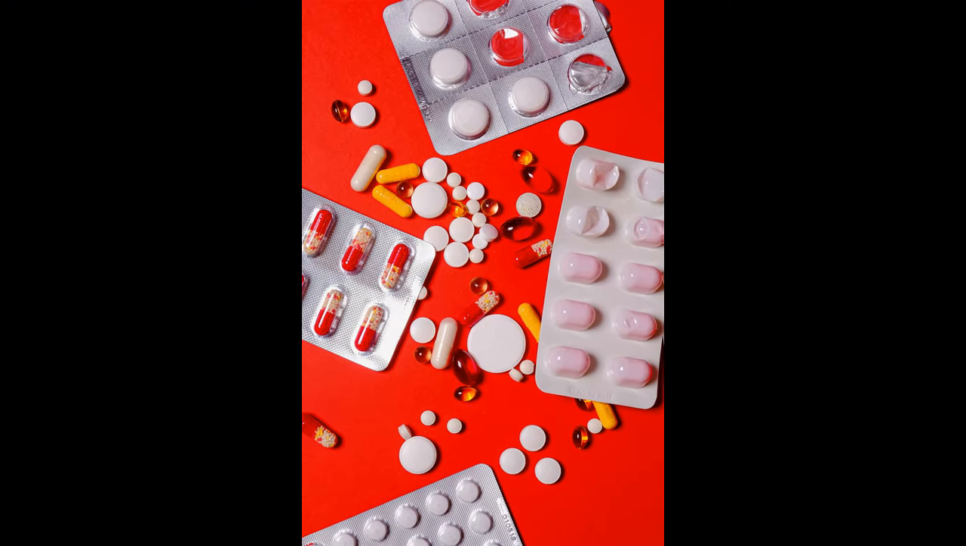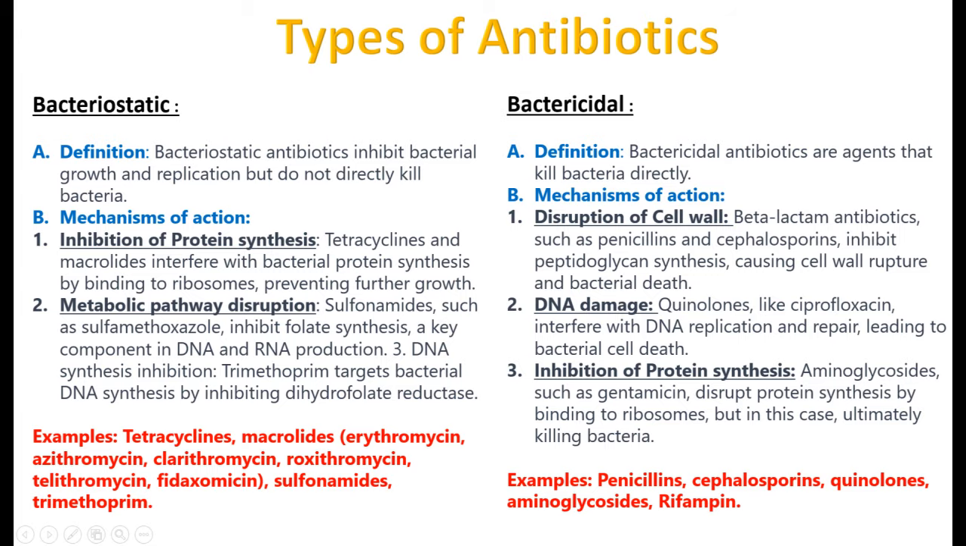Types of antibiotics as broadly classified are bacteriostatic and bactericidal. Bacteriostatic antibiotics inhibit bacterial growth and replication, but do not directly kill bacteria. Mechanisms of action. 1. Inhibition of protein synthesis. Tetracyclines and macrolides interfere with bacterial protein synthesis by binding to ribosomes, preventing further growth.